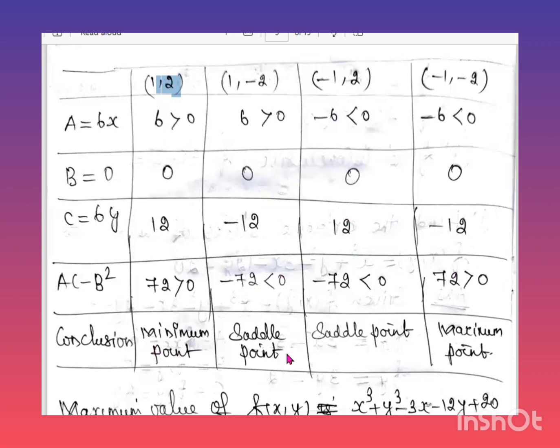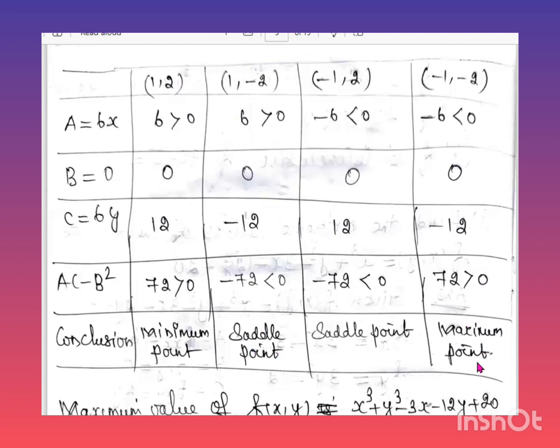How to find minimum or maximum? AC minus B square is greater than 0, and also A is greater than 0. Therefore, this is called a minimum point. The conclusion is minimum point. Next, minus 72 is less than 0, and less than 0 means saddle point. The third one, minus 72 less than 0, is also a saddle point. The last one: AC minus B square is greater than 0 and A is less than 0. That's why it is called a maximum point.